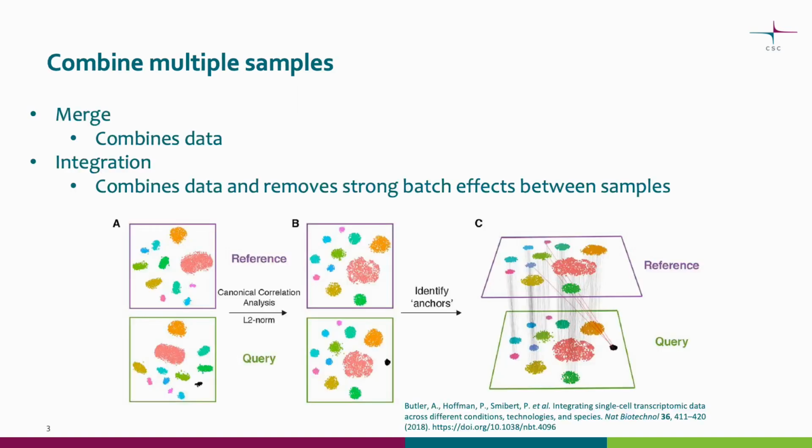We will first explain the combining step. After setting up the Seurat objects and performing the filtering step for each sample separately, we need to combine the Seurat objects into one object. We can combine the data by merging, which combines the objects without making any changes to the data. However, if there are strong batch effects present in the data, we can also consider integrating the datasets to remove these batch effects. This was presented in the single-cell RNA sequencing data analysis tutorial videos in more detail.